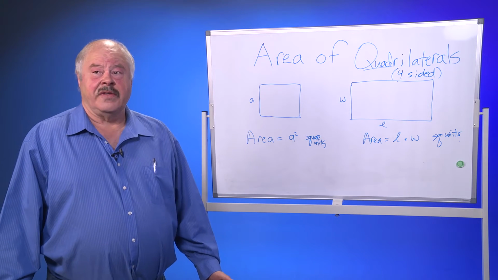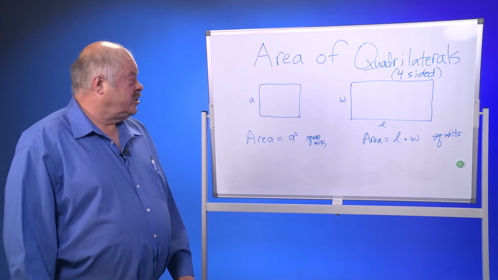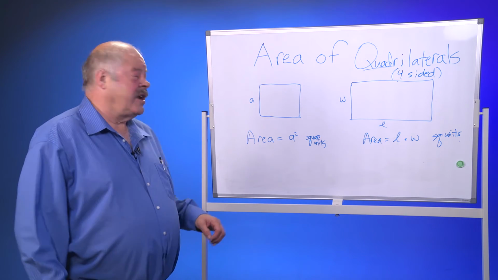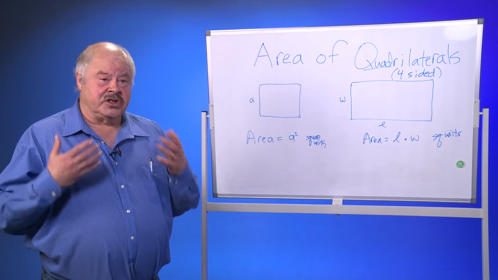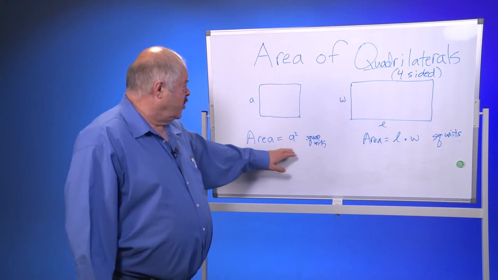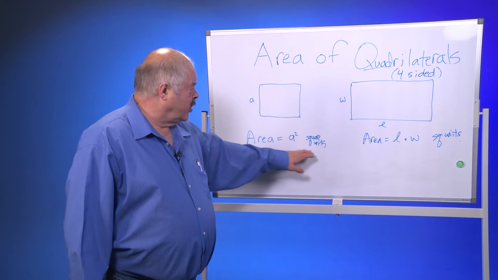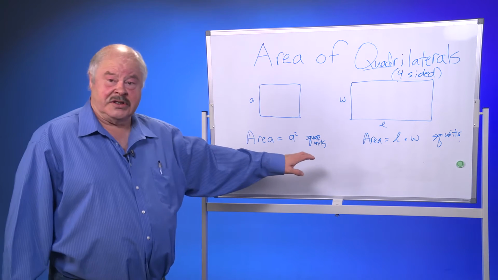So the answer on the test might put 16 feet, in which case it's wrong because the correct answer is 16 square feet. And so always be looking not only for what the number is for your answer, but also that you have the correct units.